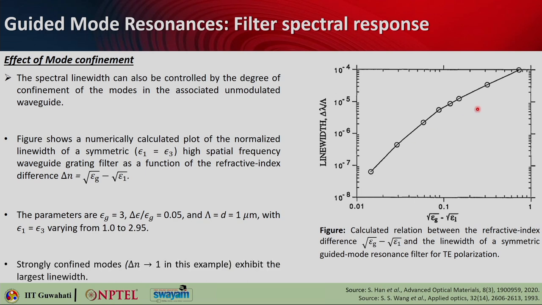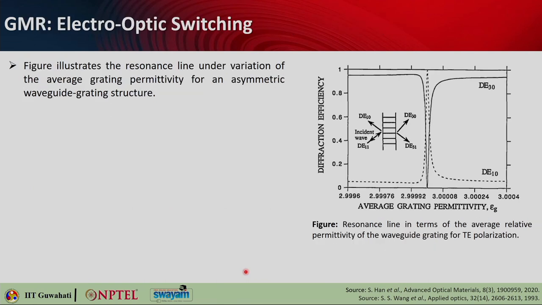Okay. So, strongly confined states, something like delta n tending to 0, exhibit the largest line width. You can also use this for electro-optic switching in some applications. This particular filter illustrates the resonance line under the variation of the average grating permittivity of an asymmetric filter or asymmetric waveguide grating structure.